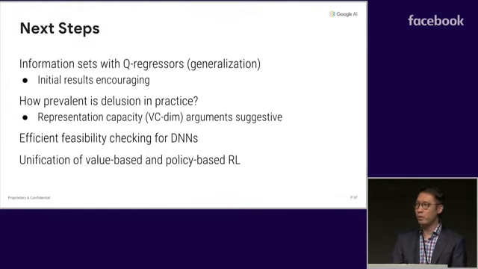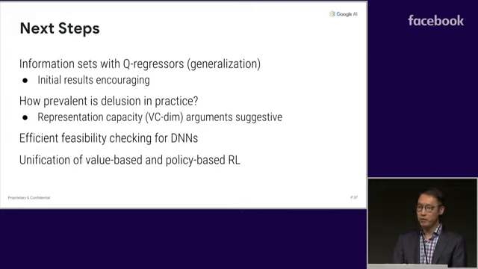How do we incorporate concepts like information sets with large-scale Q regression? We performed some initial experiments on larger domains with linear function approximation, and the results look quite promising. But there's still a lot to do here. Second, how prevalent is delusion in practice? Well, based on our preliminary experimental results, as well as arguments with respect to VC dimension on the size of the greedy policy class, we suspect that this is quite prevalent in practice.